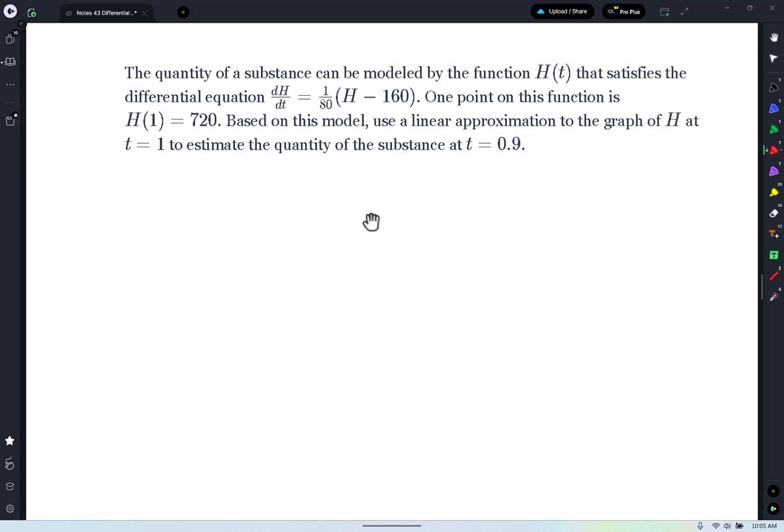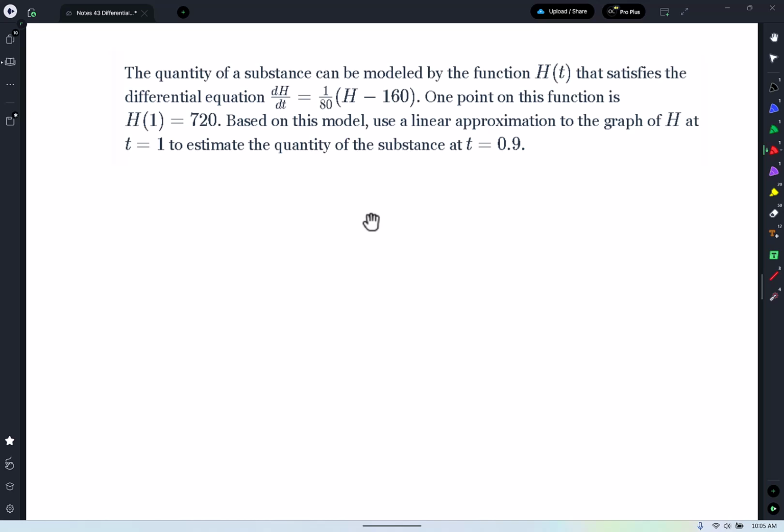Okay, we'll go slow. The quantity of a substance can be modeled by the function h of t that satisfies the differential equation dh/dt equals 1 over 80 times (h minus 160). What does h stand for? One point on this function is h of 1 equals 720. The quantity of a substance can be modeled by the function h. So the quantity of something, who knows what. Based on this model, use a linear approximation to the graph of h at t equals 1 to estimate the quantity of the substance at t equals 0.9.